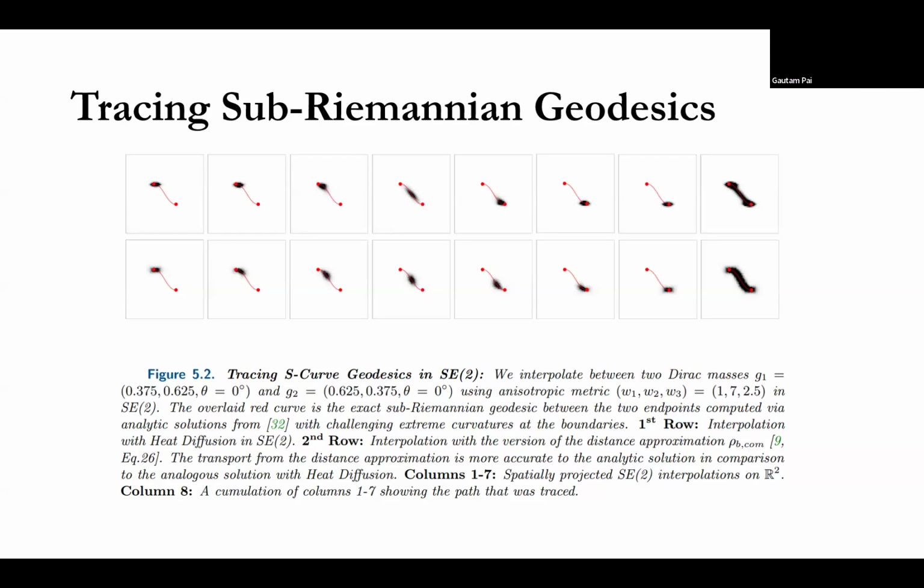Right? And to be clear, you presented two ways of computing your distance. The first was heat diffusion, and the second was with an approximation of the distance. Here it seems that the second approach is way better.